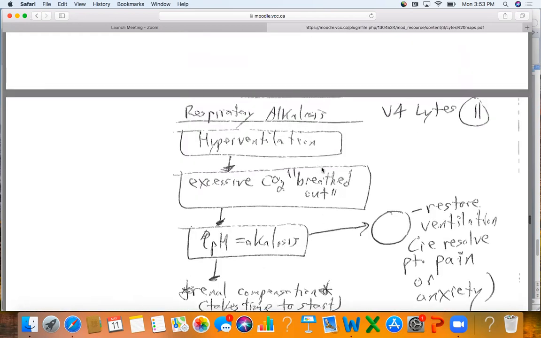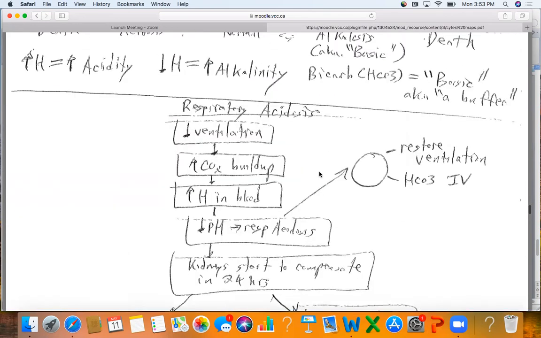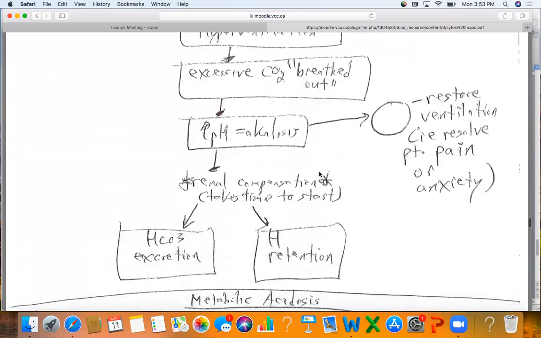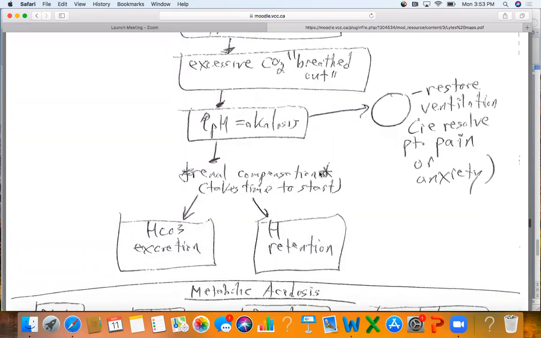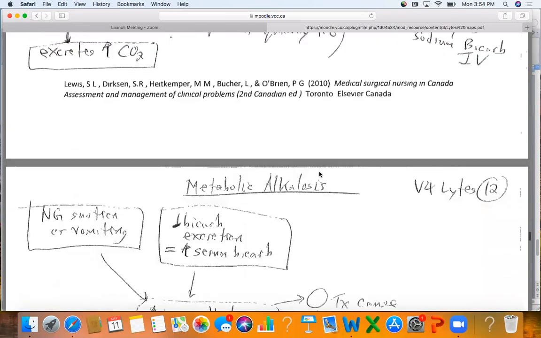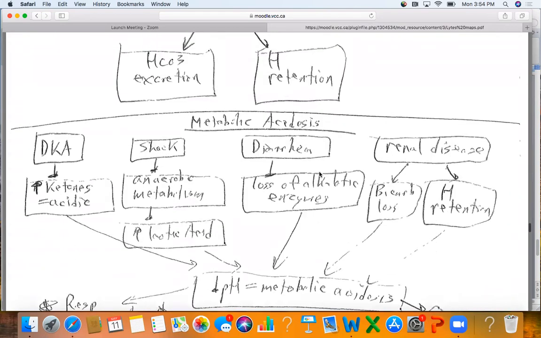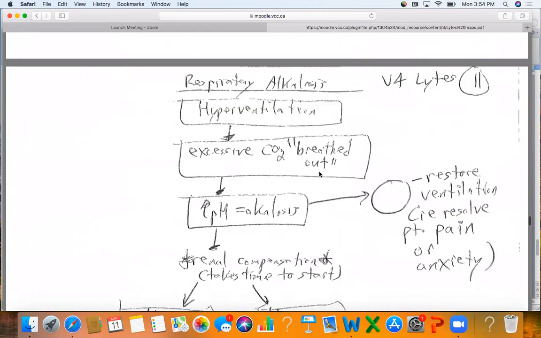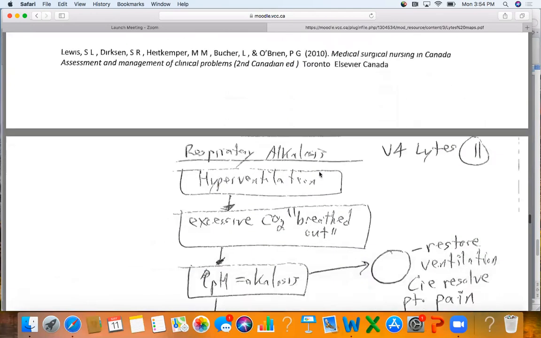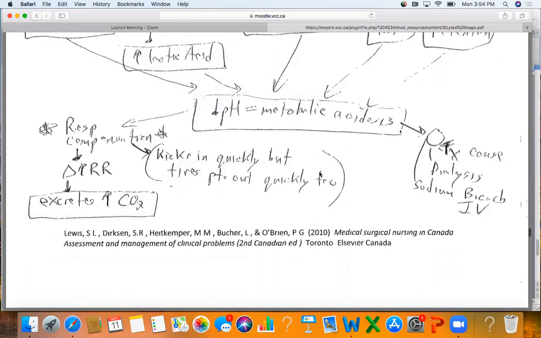So we've talked about how respiratory issues, specifically hyper or hypoventilation, can cause acidosis or alkalosis. And we've talked about how we may deal with it. And we've talked about how the kidneys may deal with it if we don't. Let's move on to alkalosis. Sorry. We've talked about respiratory acidosis and respiratory alkalosis, as I just said. What I meant to say is let's move on to metabolic acidosis and metabolic alkalosis.